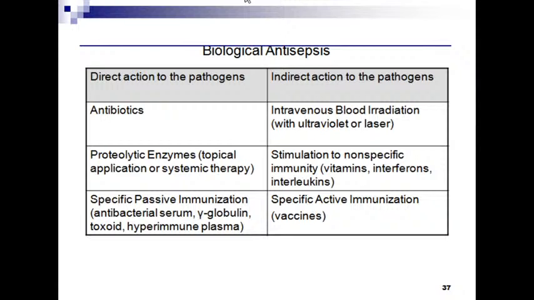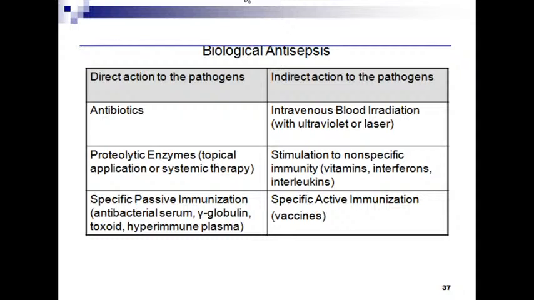Indirect types of biological antisepsis. First group, stimulation of non-specific resistance. We can stimulate the resistance of the patient's body to infection. Intravenous blood irradiation: special catheters with an ultraviolet or laser irradiator inserted on the tip of the catheter. The doctor inserts the intravenous catheter with the irradiator, and the bloodstream is irradiated by ultraviolet or laser rays. This method stimulates the patient's resistance to bacteria.